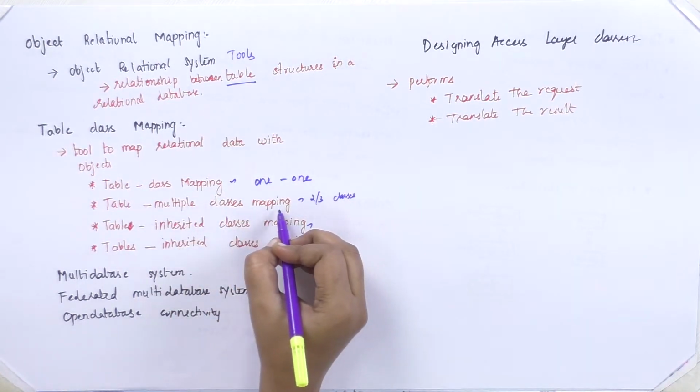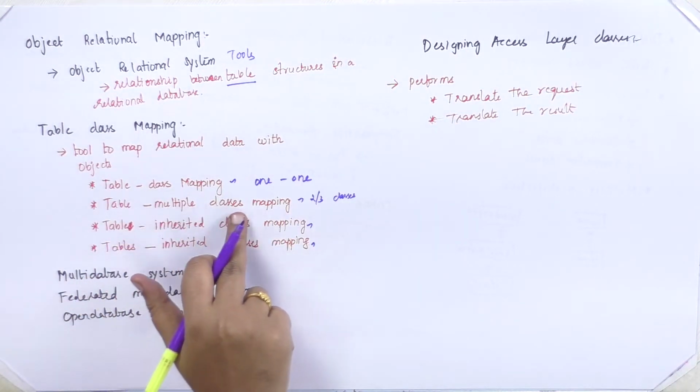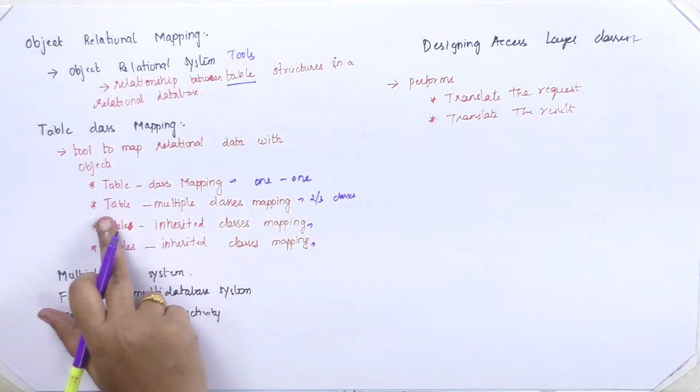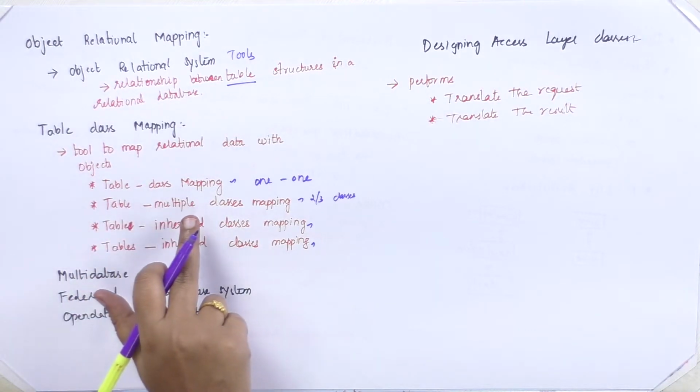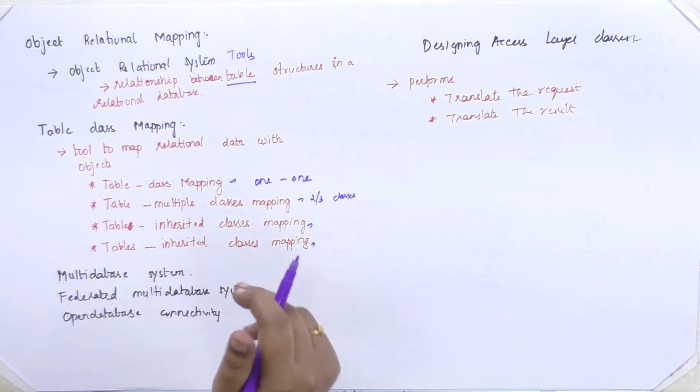Table multiple classes mapping. Here a single table will be mapped to multiple classes, but those classes should not be inherited to each other. At runtime, the mapped table row is accessed as an instance of one of the classes based on the column value in the table.